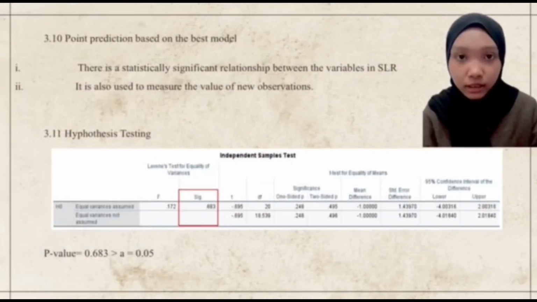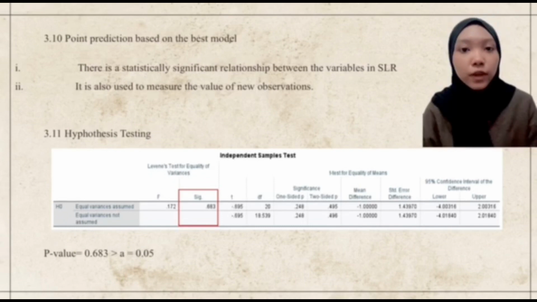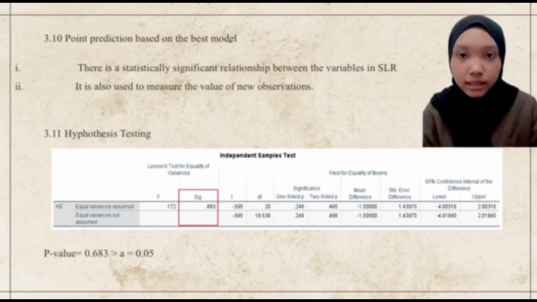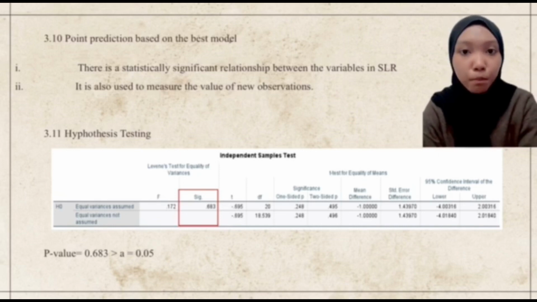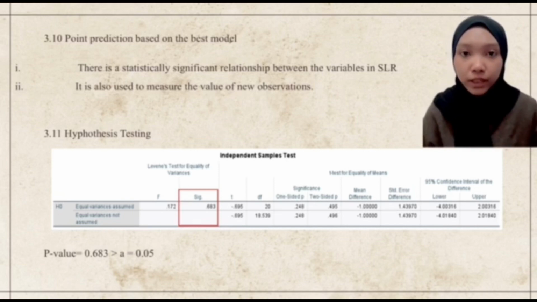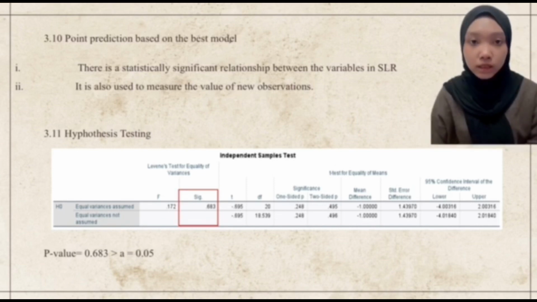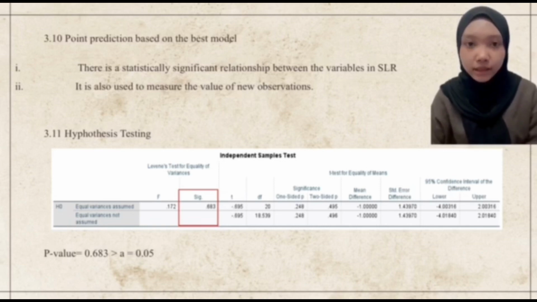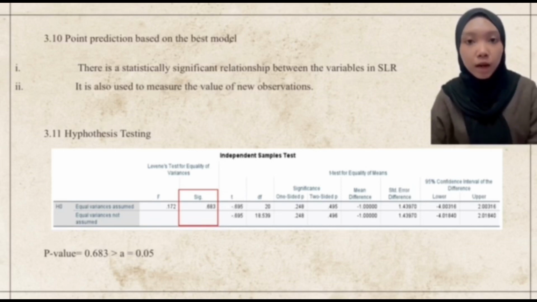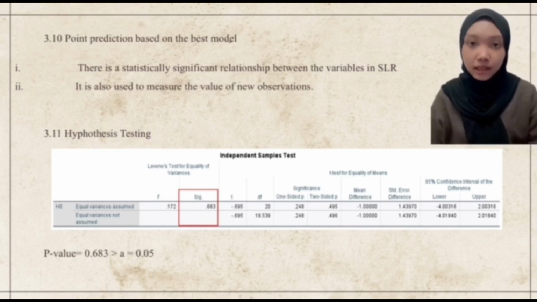Point prediction based on the best model. The value of R and R square in the SLR model is 0.5, which means it does not explain much of the variation of the data, but it is a significant value compared to the MLR model. Regarding the hypothesis testing, we fail to reject the null hypothesis because the p-value is greater than 0.05, which means that the deviation from the null hypothesis is not statistically significant.